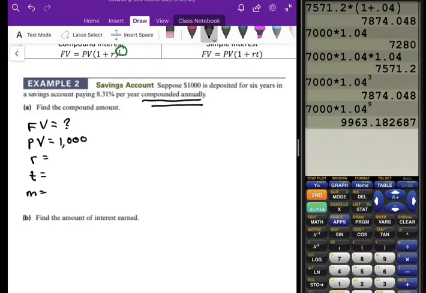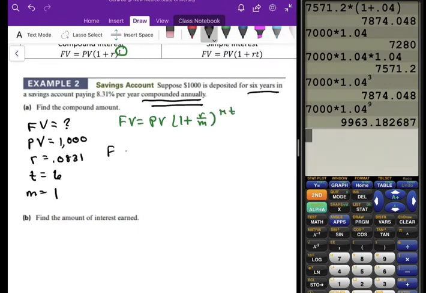Present value is 1,000. My rate was 0.0831. Time is 6 years. And this is compounded annually, so that's a 1. So filling everything into the formula, which is future value equals present value times 1 plus R over M, to the MT, I'm going to fill everything in.